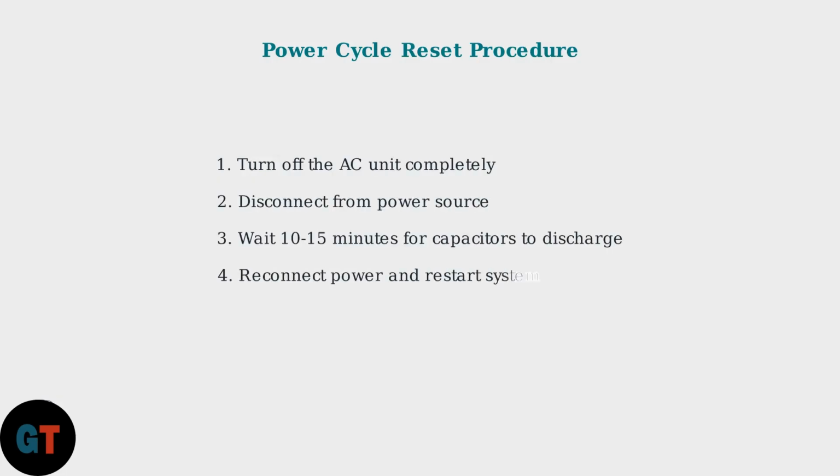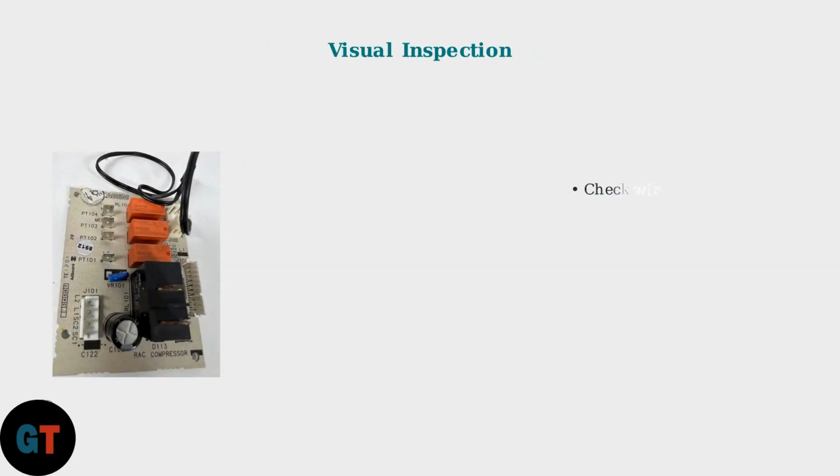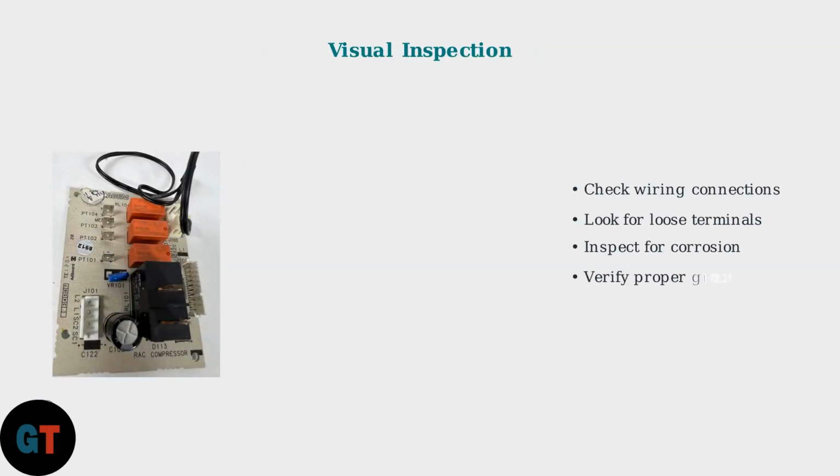The first troubleshooting step for Electrolux AC error E6 is performing a power cycle reset. This simple procedure can resolve many communication issues between the indoor and outdoor units. If the power cycle reset doesn't resolve the E6 error, proceed to visual inspection of the system components. This involves checking all visible wiring connections and looking for signs of physical damage.